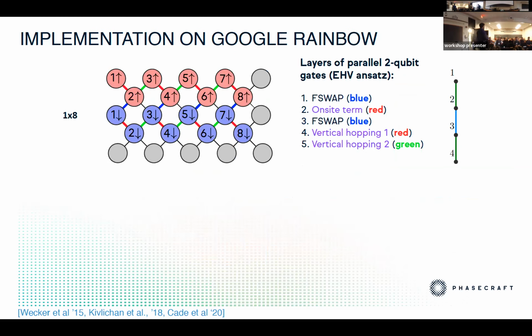Okay, this is actually a physical realization of our Fermi-Hubbard model on the Google Rainbow device. Can you comment on the advantages of this ansatz versus others?